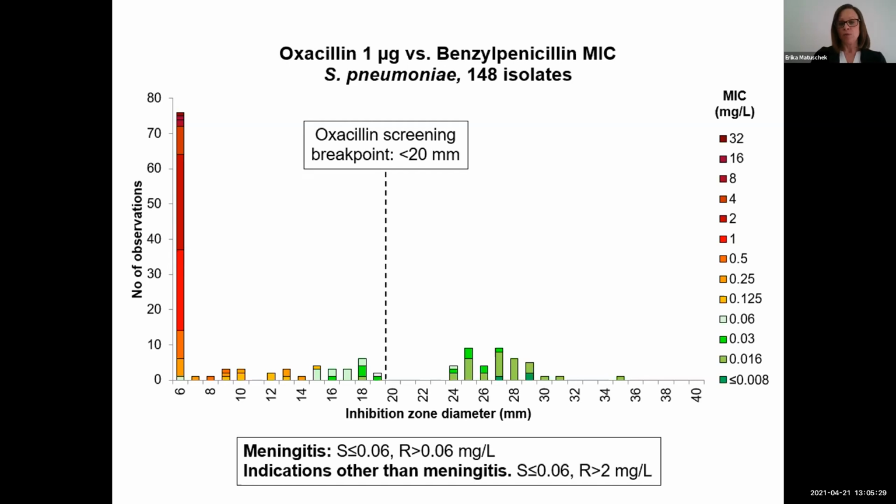And as long as you perform broth microdilution, you can trust these results. And when your quality control for benzyl penicillin is fine, these isolates that are below 20 millimeters for oxacillin and test susceptible for benzyl penicillin have beta-lactam resistance mechanisms, but it doesn't affect benzyl penicillin in this case. We know that these isolates are resistant to phenoxymethylpenicillin.